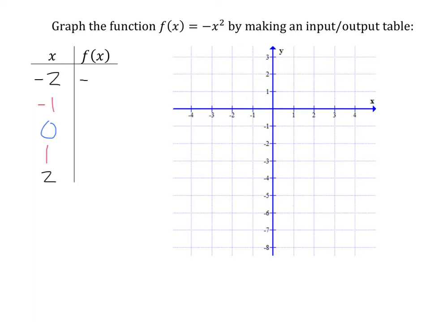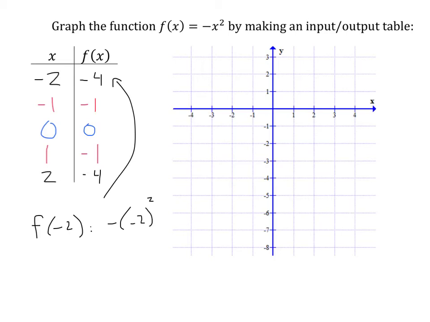F of negative 2 will be negative 4. F of negative 1 will be negative 1. F of 0 will be 0. F of 1 will be negative 1. And f of 2 will be negative 4. I'd like to look at one of those briefly, this first one up here. When we compute f of negative 2, remember that what that's going to mean is I'm doing negative 2 squared. And remember your order of operations here. The negatives don't multiply and get rid of one another. We square first.